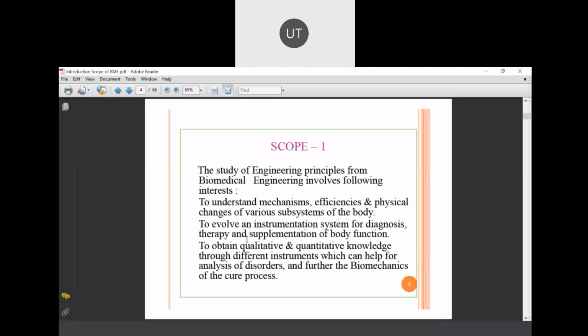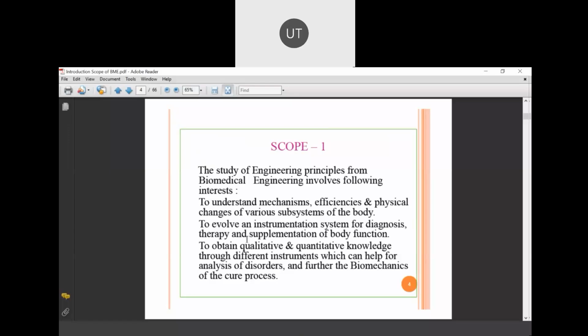Now, what is the scope of this? We can understand the mechanisms in our body. We can understand the efficiencies and physical changes of the various subsystems of the body, to evolve instrumentation systems for diagnosis and therapy, and to obtain qualitative and quantitative knowledge through different instruments which can help in the analysis of disorders. In short, we can understand what our body consists of, and what the different systems in the body are.